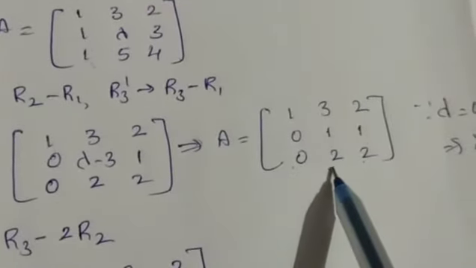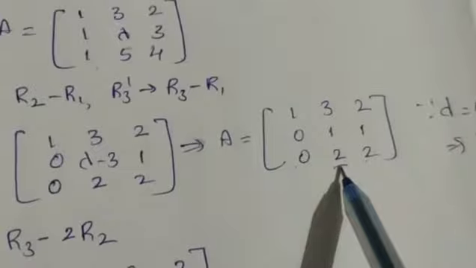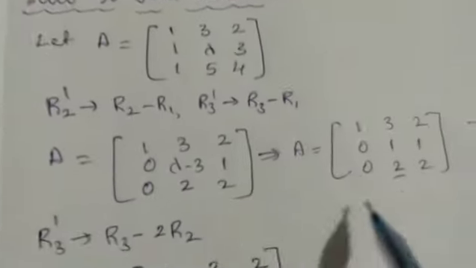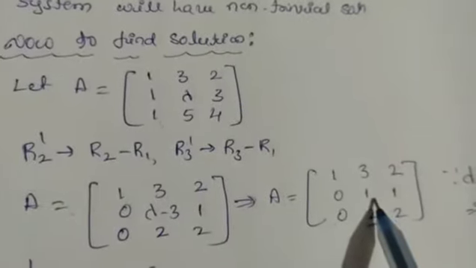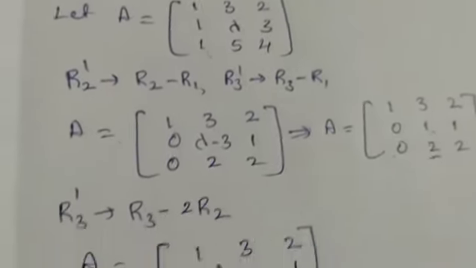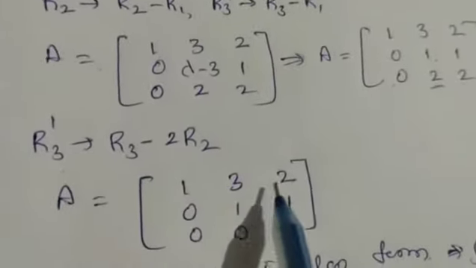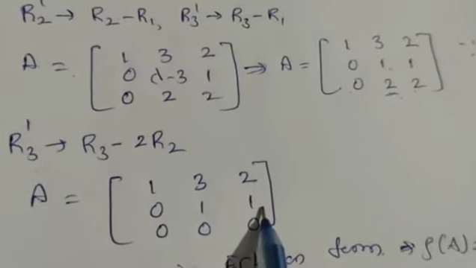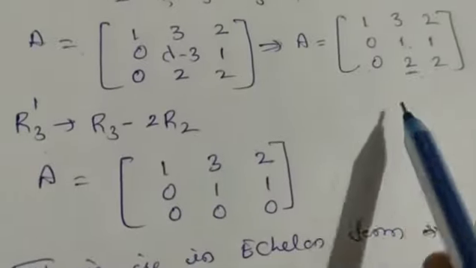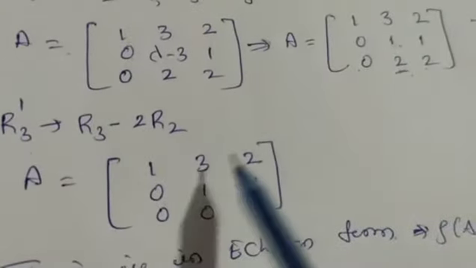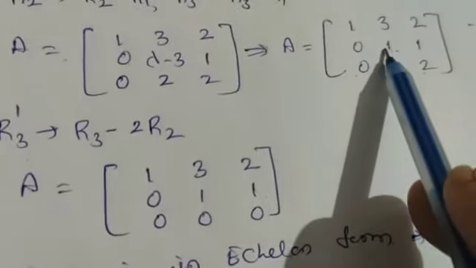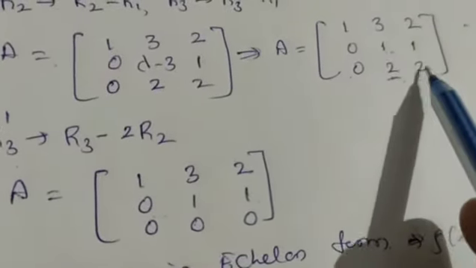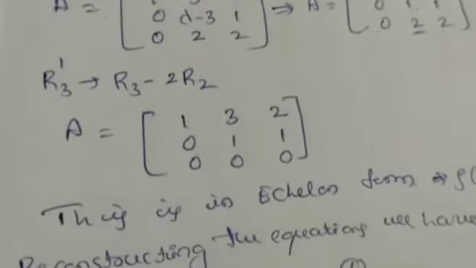So again we can make this element 0 here. This is an element in the third row. That is, the third row changes to third row minus 2 times the second row, because 2 minus 2 becomes 0. So write the first row as it is, 1, 3, 2. The second row 0, 1, 1 also as it is. Only we are changing the third row. Third row changes to 0 minus 0 is 0, 2 minus 2 times R2: 2 minus 2 into 1 is 2, 2 minus 2 is 0. Again 2 minus 2 is also 0.